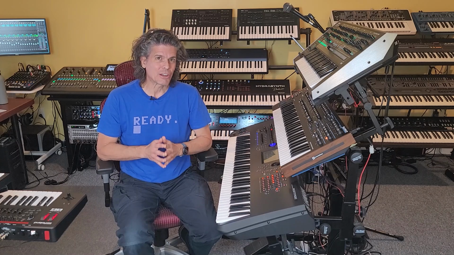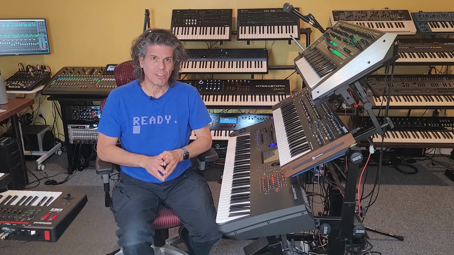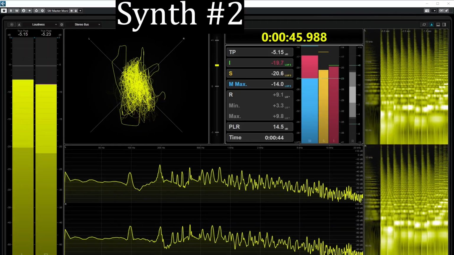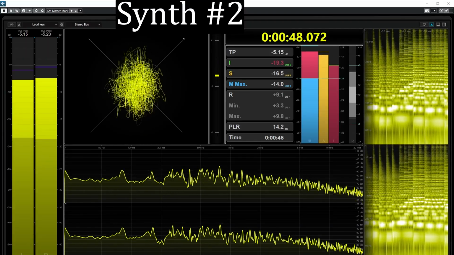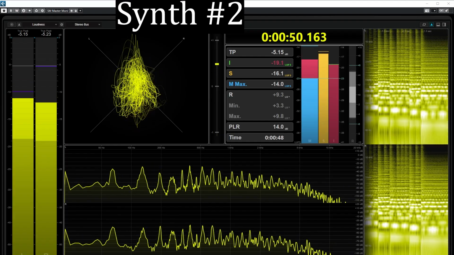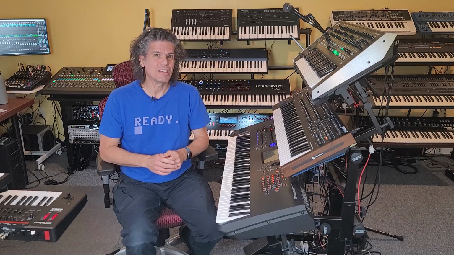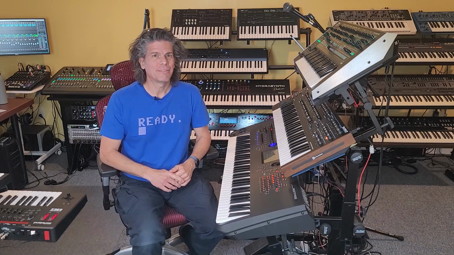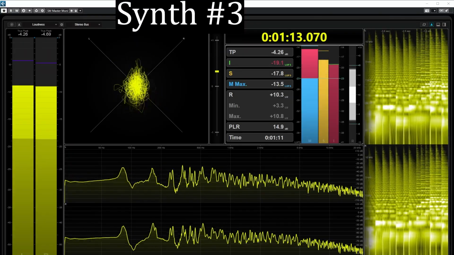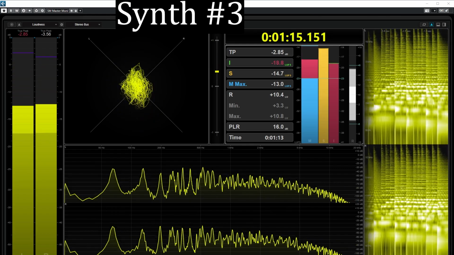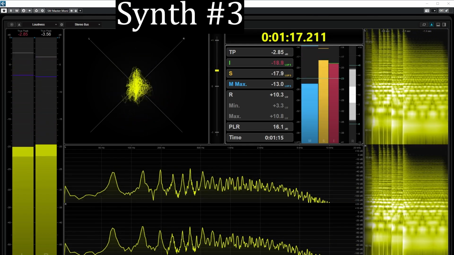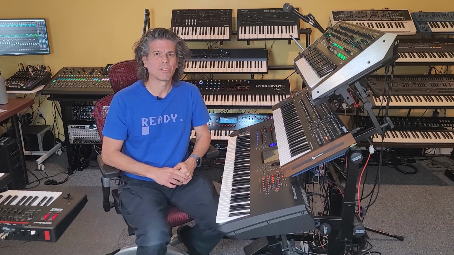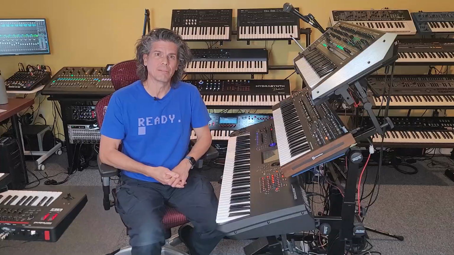That one is actually Roland Cloud. That's the VST. All right, the second one, number 2, this one. And that one is the actual Juno-106. All right, number 3. And that's the Fantom-6. And of course, that means the last one, the fourth one, is the System-8.